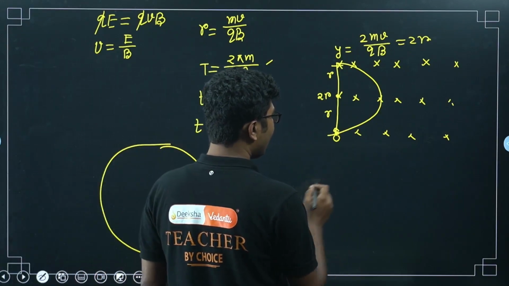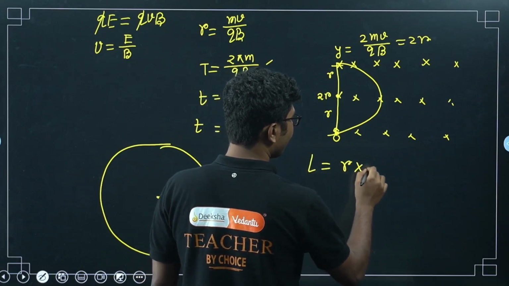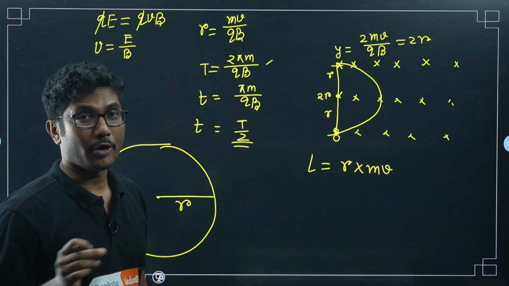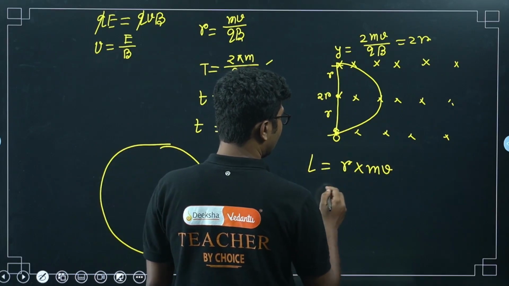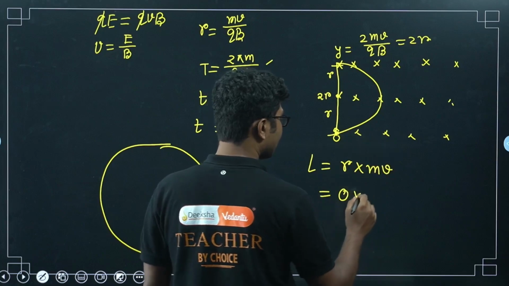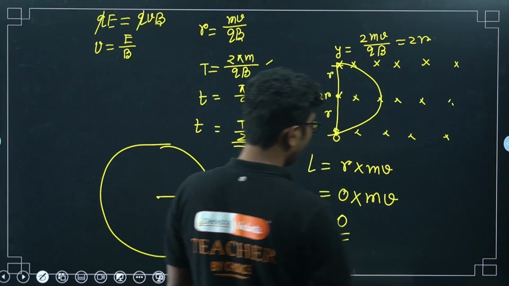Now we know that angular momentum is given by r cross mv. Here r is our distance from the origin, from the point of observation, right? So r cross mv is the angular momentum. Now r here is 0. mv has some value, does not matter, so angular momentum is 0 in this case.